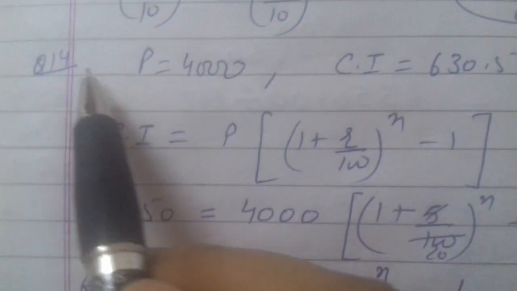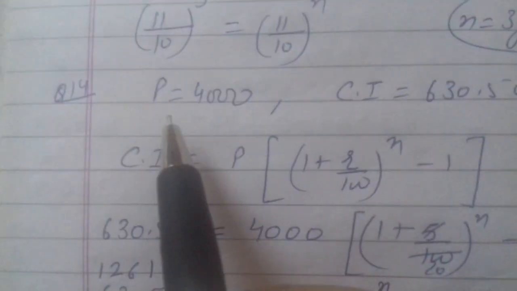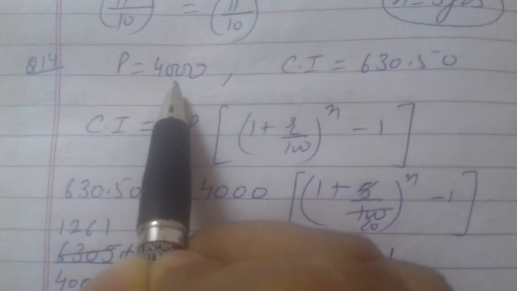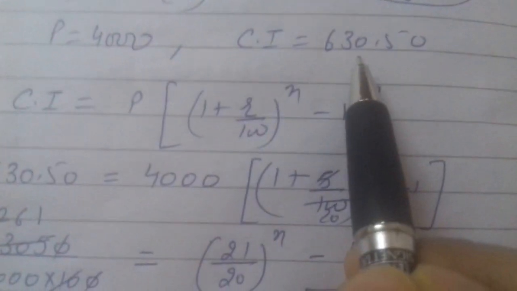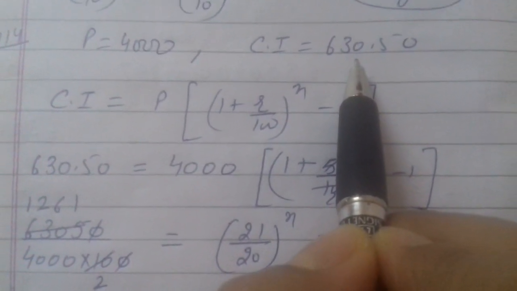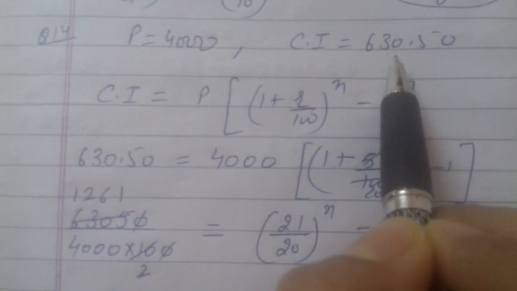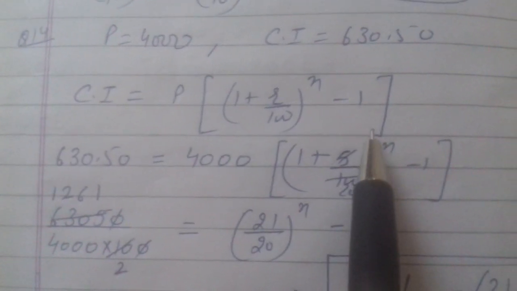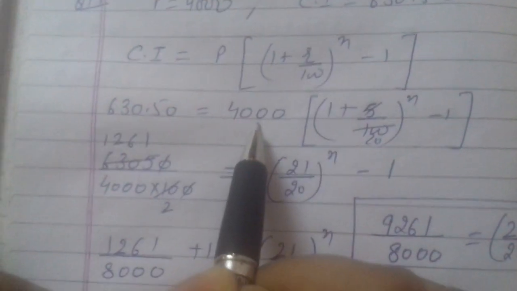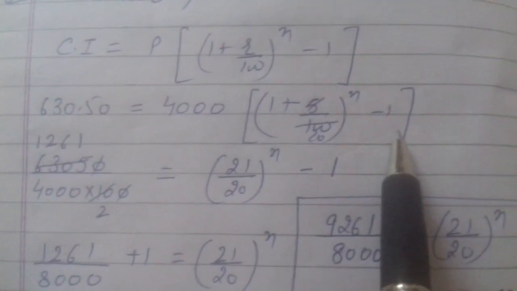Students, let's start question number 14 now. Find the time in years. Again, you have to find out time when the principal is given, producing 630.50 compound interest. That means which formula we have to apply now? Compound interest formula. So I wrote the formula. Put the values. Compound interest is given, principal is given, rate is also given, and we are asked to find out time.